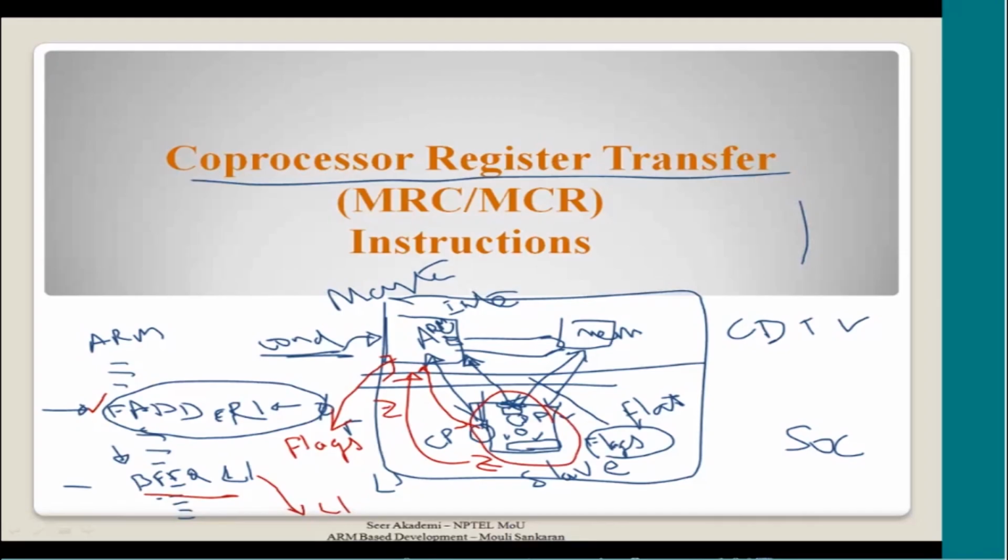So there should be some provision for the floating point registers, as well as the flags of the coprocessor, to be transferred to the ARM, so the conditional flow can be effectively done. So this is the need for having this set of instructions. Let us see how these instructions help us and how they are implemented.